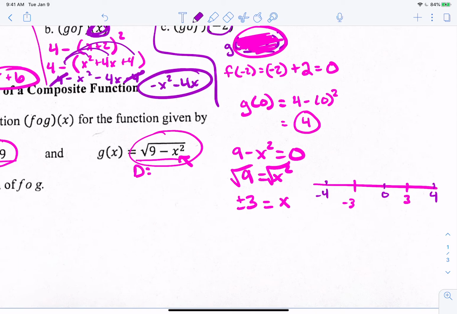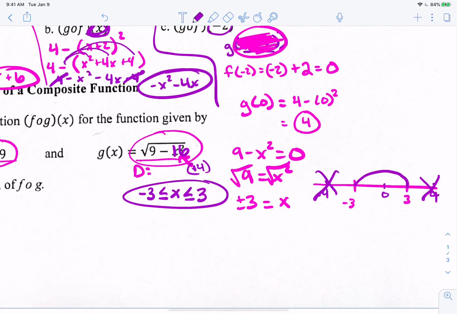So negative 4, if you plug negative 4 in there, is that bad? You can plug 0 in, but you can't plug negative 4 in. Negative 4 squared would be 16, and 9 minus 16 is a negative number. Same thing with positive 4, that doesn't work. So I can only plug in numbers between negative 3 and 3. So the domain for this function is negative 3 less than or equal to x, which is less than or equal to 3.